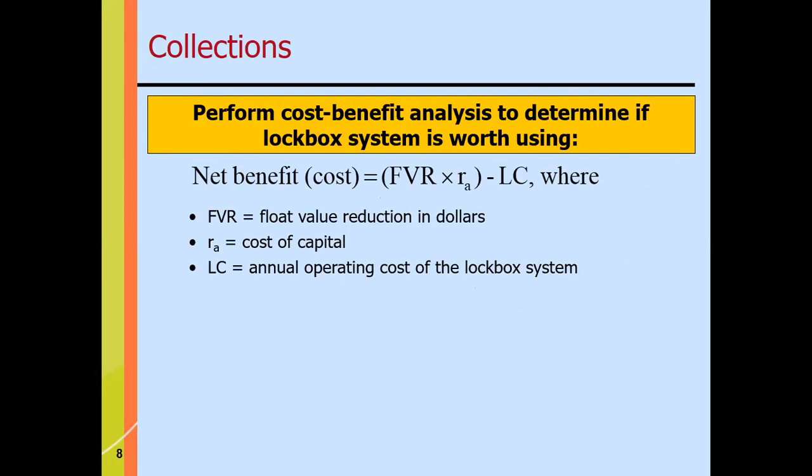And let's say it is in dollars, since our source is from the US. Then the cost of capital, that's our return, R sub A. And then LC is the annual operating cost of the lockbox system. By the way, these are dummy variables, so we can replace them depending on our choice. However, what is clear is that the net benefit is consistent with benefit positive and cost negative, so we can think of it this way: the benefits minus the costs.